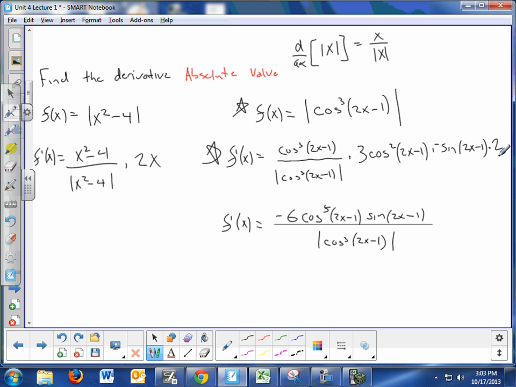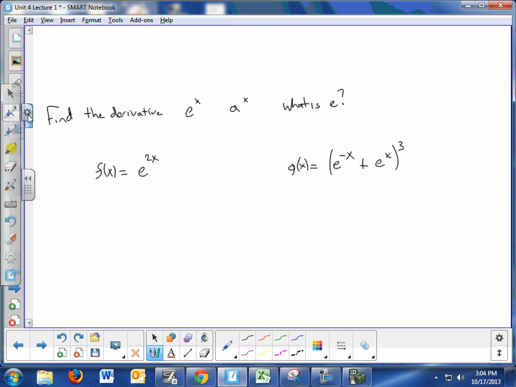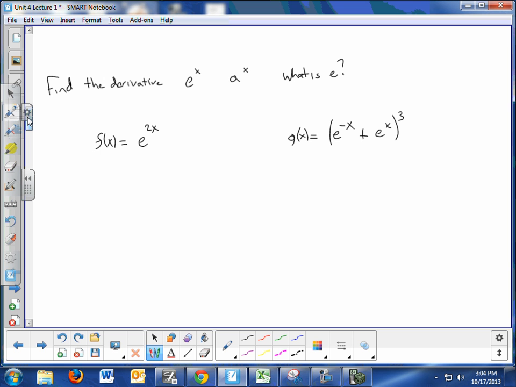There is our derivative. The derivative of cos cubed of 2x minus 1 is 3 cos squared of 2x minus 1 times the negative of sine of 2x minus 1 times 2. So I could combine the cos of 2x minus 1s. I have 5 of them. This is a 5. Multiply by the sine, combine the 3 and the 2. This would be simplified. Good. All right. Any questions?